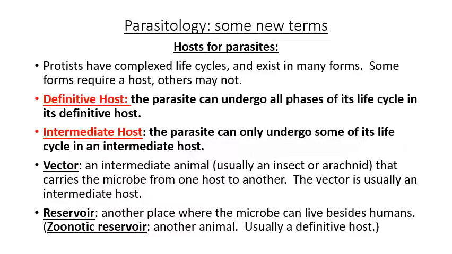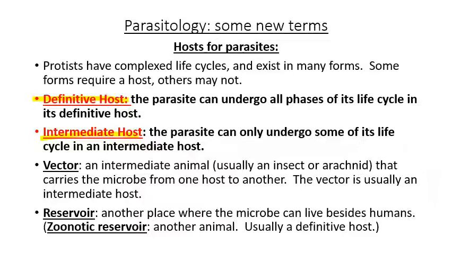Okay, now if we're talking about parasitic protists, many protists don't live inside other organisms. They're perfectly happy to live in the ocean or the water all by themselves, and they don't bother anybody. But there are some protists that live inside humans and other animals, and we consider them to be parasites. Okay, so where do these parasites live? What types of animals do they live inside? Okay, so you've been introduced to the concept of a definitive host versus an intermediate host.